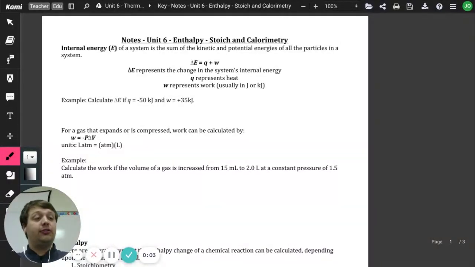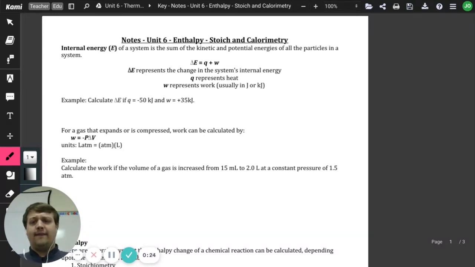Mr. Oglesby here. So today we are going to be continuing our notes on Unit 6, Thermochemistry. And today's set of notes is going to focus on stoichiometry and calorimetry. Now what that means is you will need to make sure that you've got your calculator today to do those calculations, all right? So let's go ahead and dive on into this.